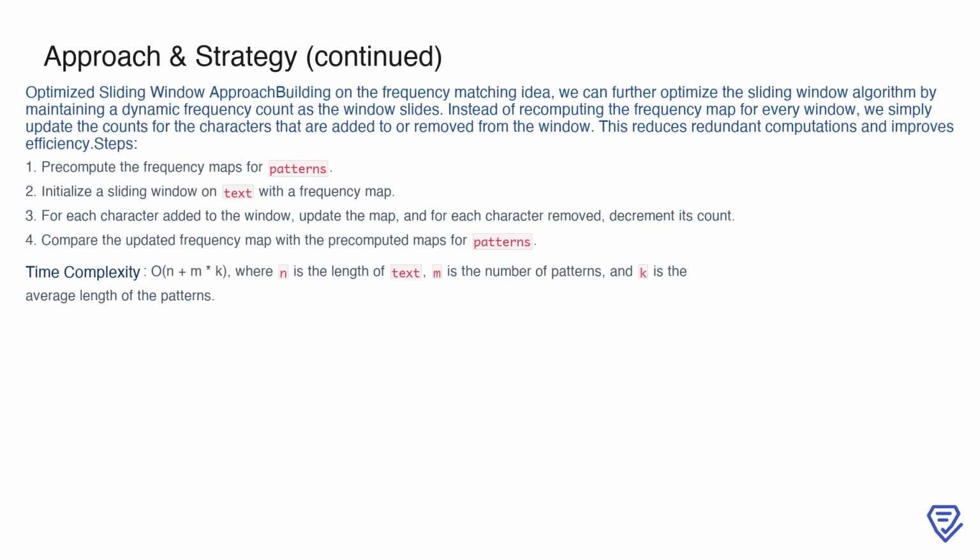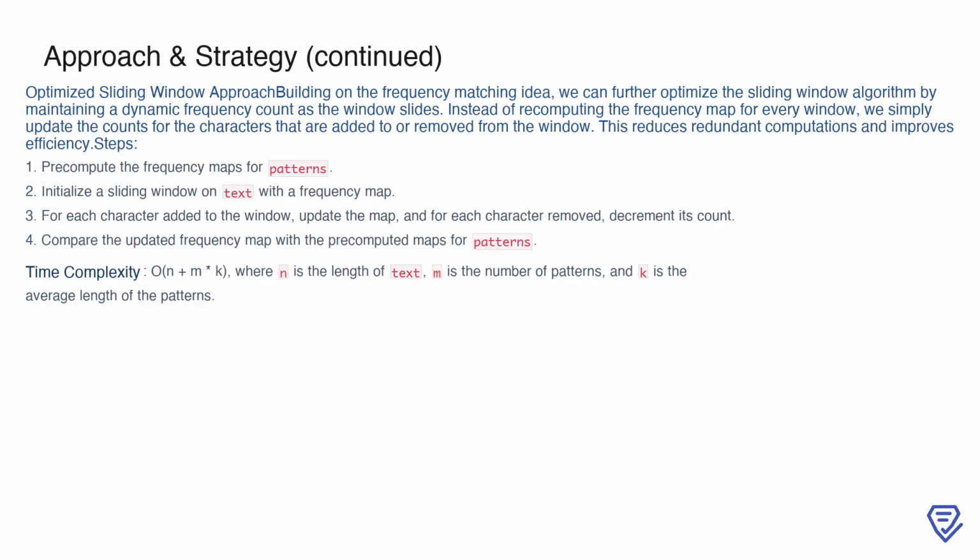Building on the frequency matching approach, we can introduce an optimized sliding window technique to further enhance efficiency. The key improvement here is maintaining a dynamic frequency count as the window slides across the string text. Instead of recalculating the frequency map for every window, we simply update the counts for the characters added to or removed from the window. This greatly reduces redundant computations.